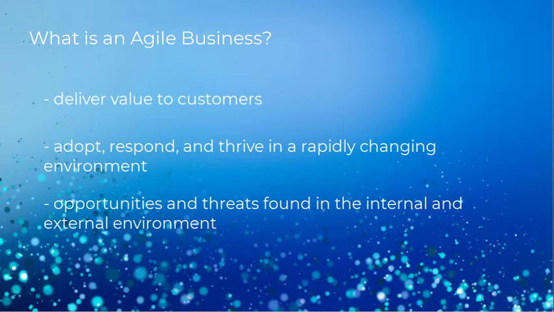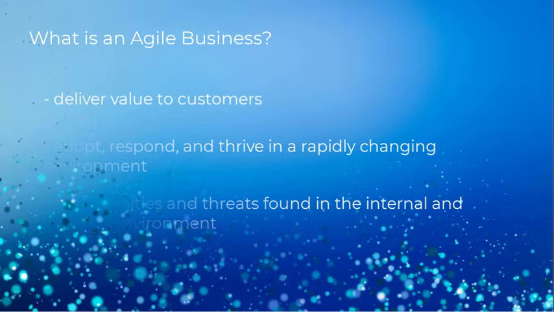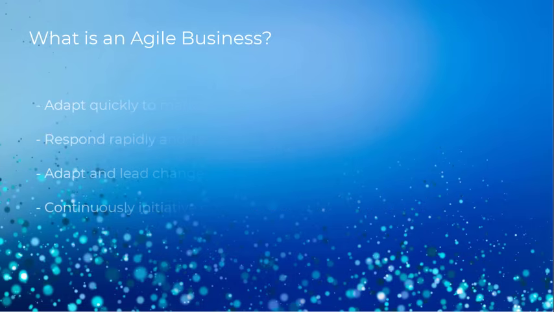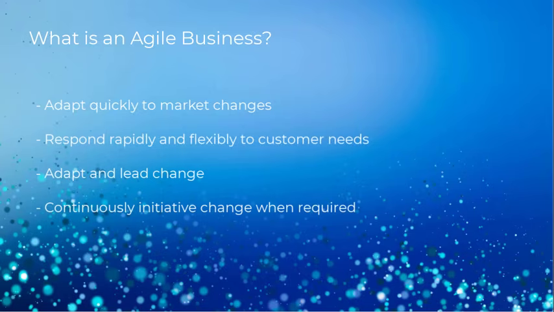So you can see now on screen some of the factors which show an ability to be an agile type of company, such as being able to adapt quickly to market changes both internally and externally, being able to respond rapidly and flexibly to customer needs, adapting and leading change in a productive and cost-effective way, and continuously initiating change when it is required while retaining a competitive advantage. So it's important you aren't afraid to change your business, to change your process and transform in a new way, to maybe embrace technology and reach your customers in a higher valued way for your business.